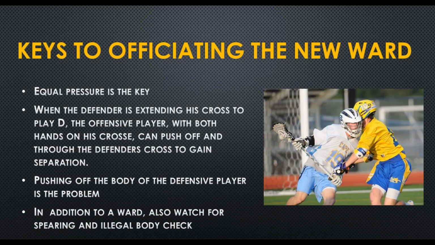Keys to officiating the new wording: equal pressure is the key. Guys, if the defensive player is extending his cross or extending his body, his arms, to block the offensive player, that offensive player with both hands on the cross can really start to use that lower arm to gain some separation. But he can only do that if the defensive player is also extending pressure. When the defender is extending his cross to play D, the offensive player with both hands on his cross can push off and through the defender's cross to gain separation. Pushing off the body of the defensive player is the problem. In addition to the bull dodge, also watch for spearing and illegal body checks.